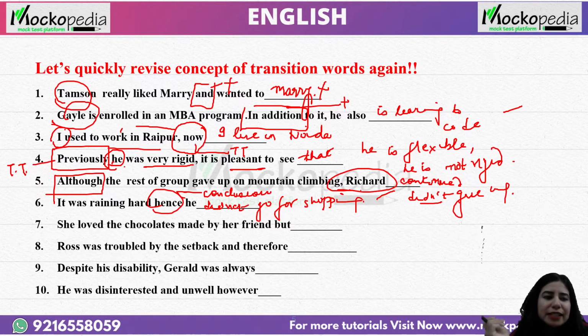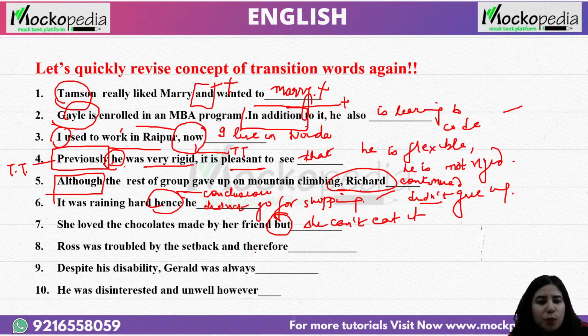So come to sentence 7. She loved the chocolates made by her friend, but. So are you able to see who we are talking about? We are talking about she, right? What is the additional information? That she loved the chocolates made by her friend. Now, what is this transition doing? "But" is saying that, but she cannot eat it. She loves it, but she can't eat it. Or, but the chocolates have been spoiled. Any idea that is going opposite in direction.